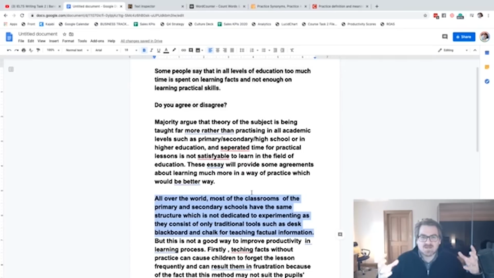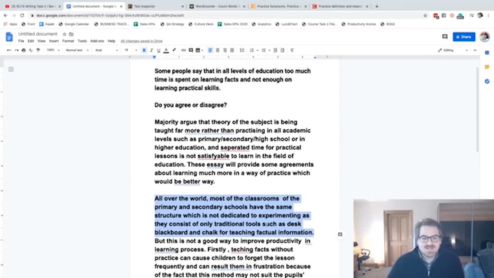So this general topic is education, and try and cram in as many big words as possible, with the hope that the examiner will somehow magically look at those words and be like, oh my God, this person said experimenting and dedicated in secondary school and blackboard and teaching factual information. They know a lot of vocabulary. Vocabulary is 25% of your total mark. What about the other 75%? And it's also not about using as many big words as possible. It is about using them effectively, appropriately, and most importantly, accurately.